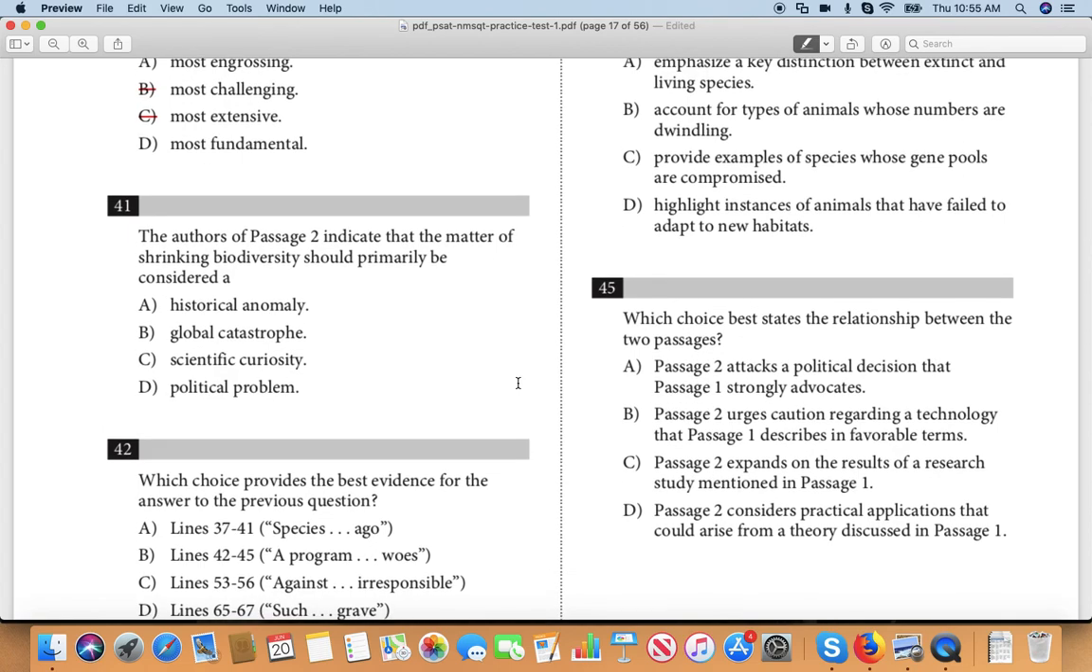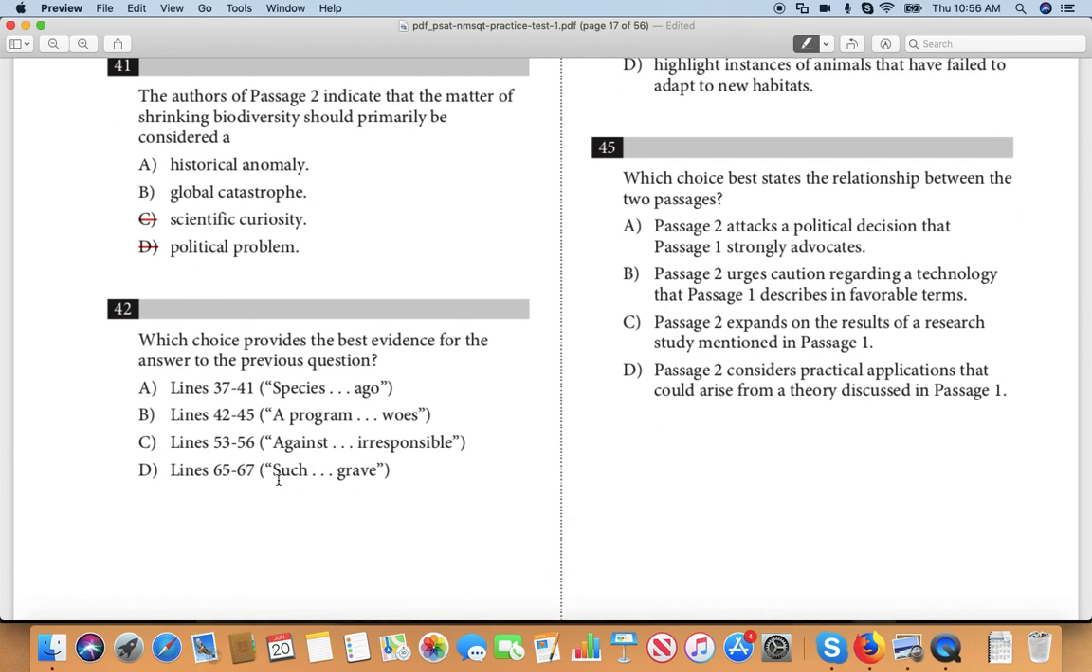Shrinking biodiversity should primarily be considered a scientific curiosity. I think they made it seem a lot more serious than just the curiosity. That's silly, right? It's not just like, oh, it's interesting. It's like, no, they're dying. And I don't think D fits at all because it has nothing to do with politics. If you were going to answer, which one do you think is the best answer? B, definitely B.